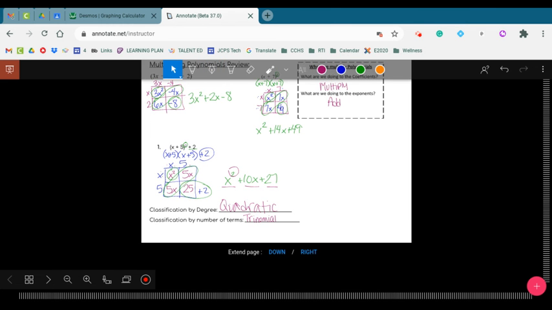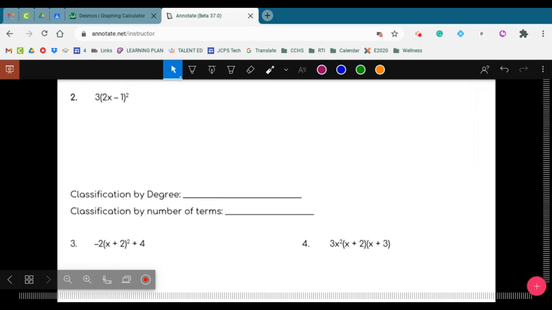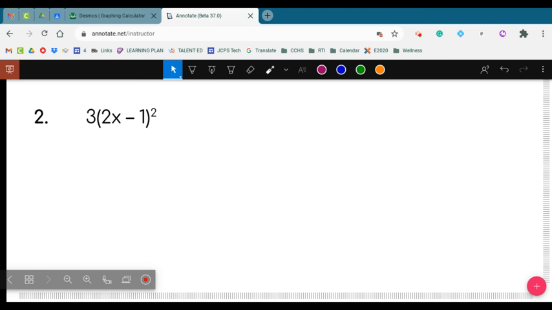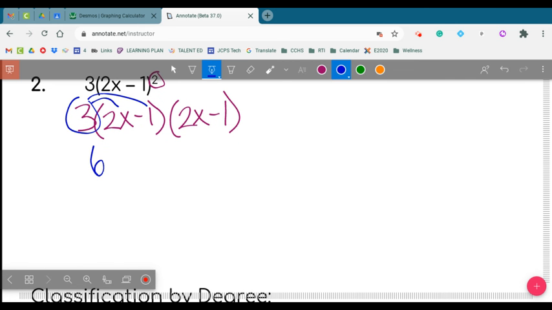Okay, let's go on to the back page. So it looks like we have 5 more examples. Okay, the first one, we have 3 times 2x minus 1 squared. So the first thing you want to do, you have a 2, so let's write it twice. Keep the 3 out in front. Okay, so we wrote 2x minus 1 first. Now this 3, it only gets distributed to the first step, and you have to make sure you distribute it before you start doing your box. So you're going to get 6x minus 3, because 3 times 2x is 6x, and 3 times negative 1 is negative 3. Then you're going to have 2x minus 1.